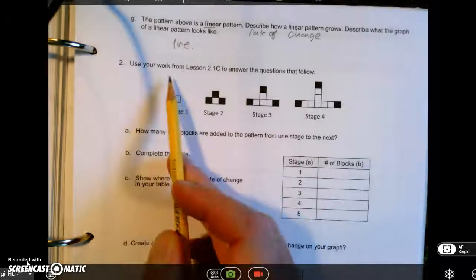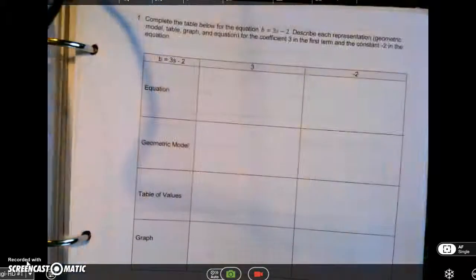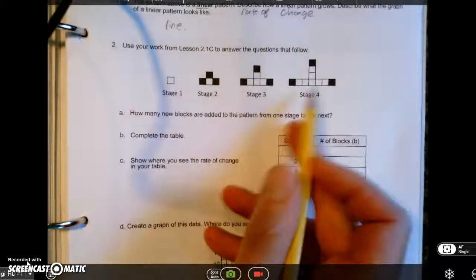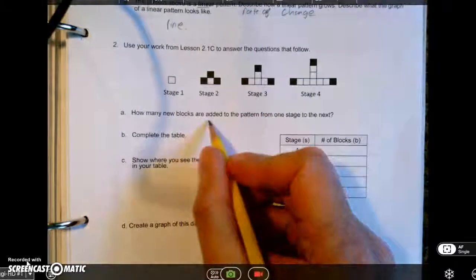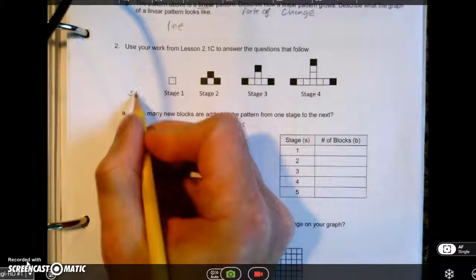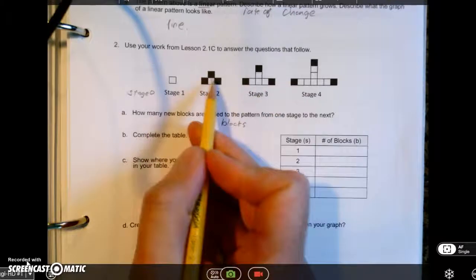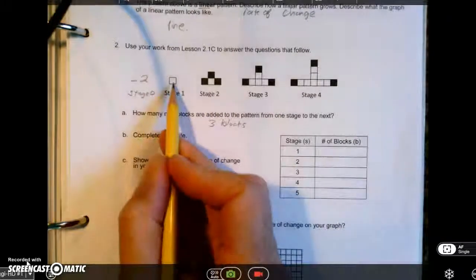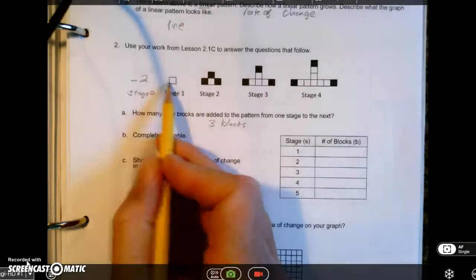It says use your word from lesson 2.1c to answer the questions below. And then we're going to complete this table and be done with this section. So we've already done this pattern. How many new blocks are added? Well, that's what these black ones are. We add 3 new blocks per stage. If I was to add our little stage 0 here, look, if I add 3 blocks going this direction, if I take 3 blocks away, I'm just going to write -2 there, because if you have 1 and you're taking away 3, you end up with -2.